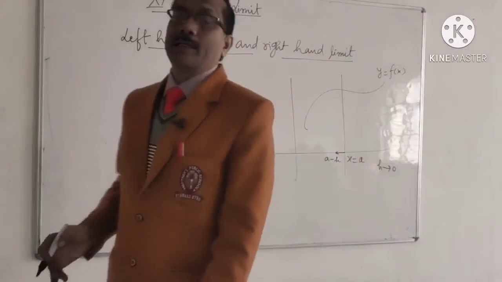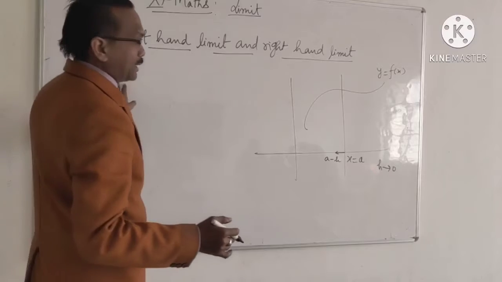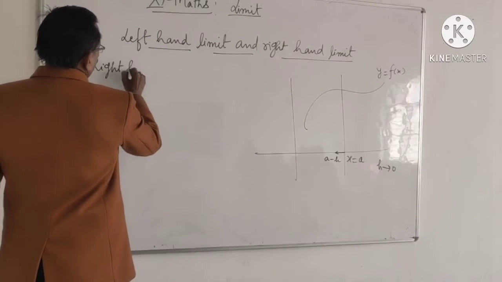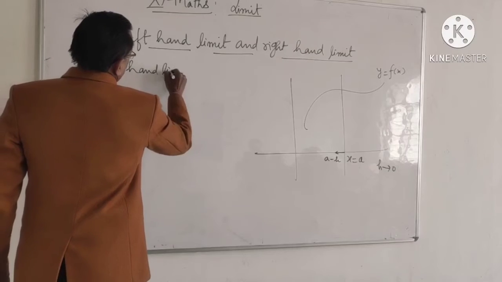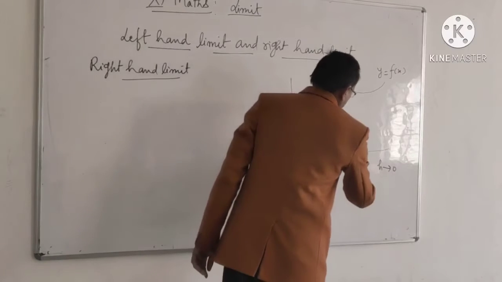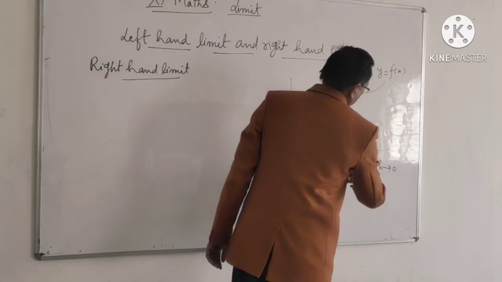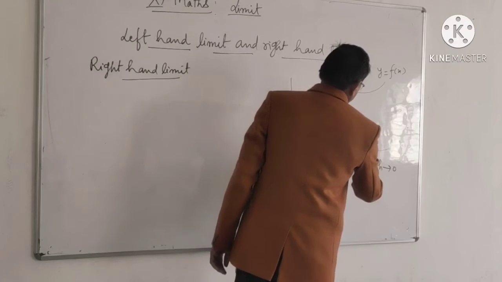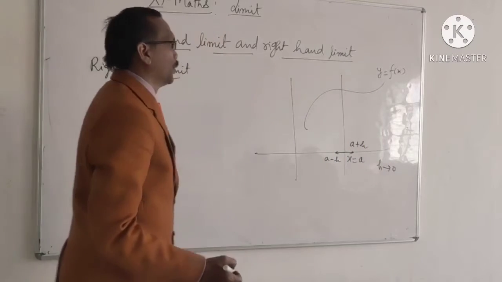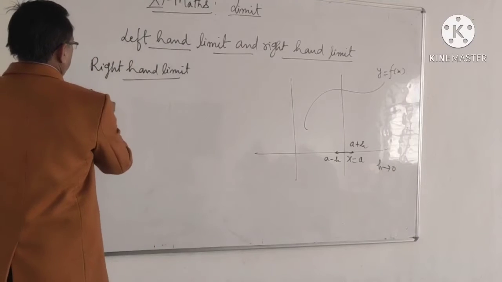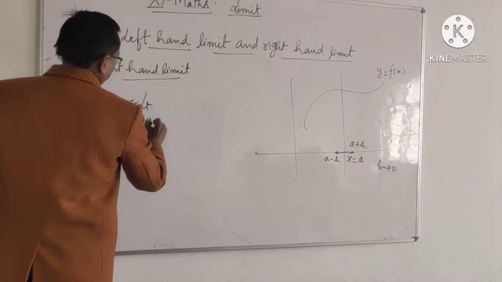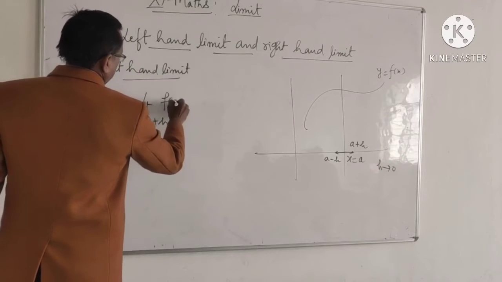Student, similarly we will find the right hand limit. The logic of right hand limit: if we move to the right side of the point x equal to a, then it is a plus h. Here h tends to 0. Then the right hand limit is limit x tends to a plus h of f(x).